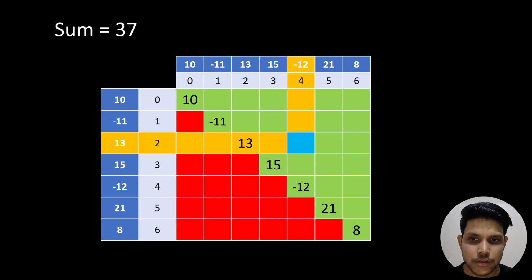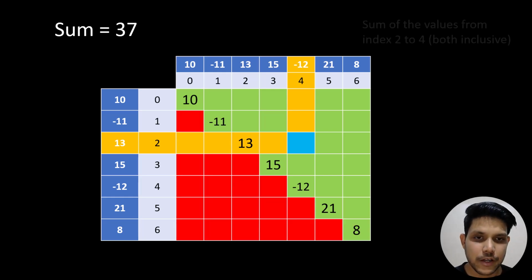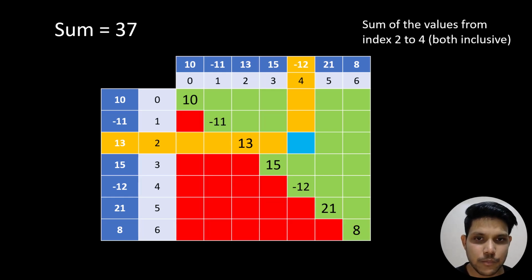Now what does 2, 4 mean? This particular cell represents the sum of all the values starting from index 2 to 4, where both the indexes are included. I'll repeat that. 2, 4 in this grid represents that we are taking into consideration all the values starting from index 2 and ending at index 4, including both the values at those indexes. So both ends are inclusive in this case.